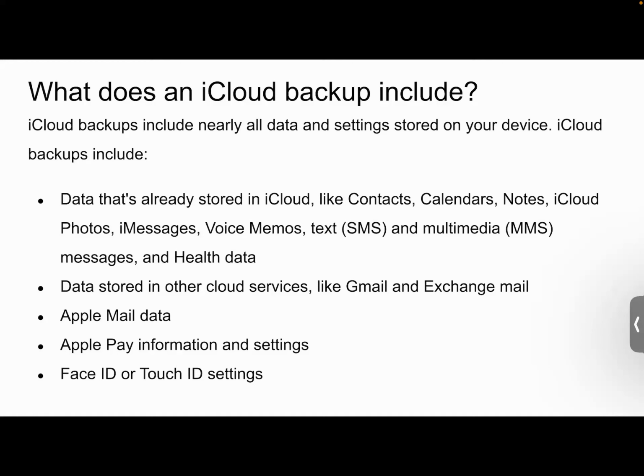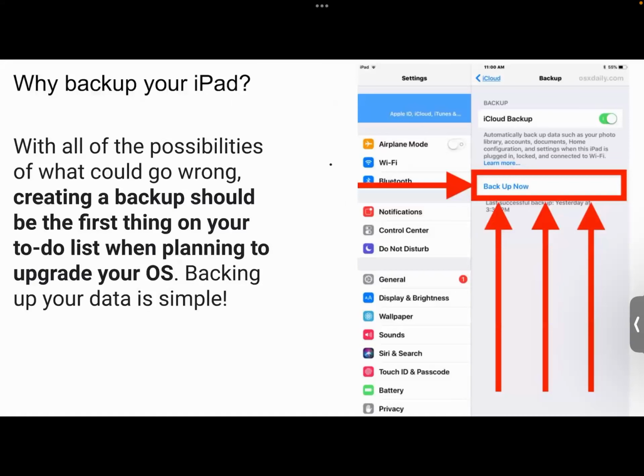Anything like Gmail or Exchange Mail, other data that's stored. So for example, if you have the Gmail account in your Mail app, it will save it when you get your new device. You may have to re-enter your password, but you will still have it under your Mail, which I think is pretty good. Speaking of that, it has the mail data, any Apple Pay information and settings, and biometrics. So yeah, it's really important that you keep this, because if you ever have to replace your device, at least you're starting from somewhere and not from nothing, right? So it's really important that you complete a backup.